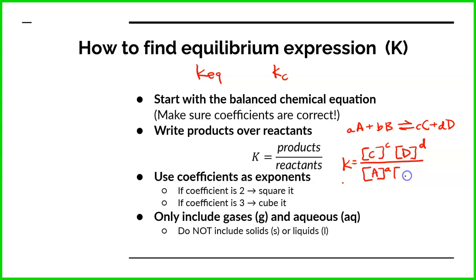I'm only going to include gases and aqueous compounds. So if anything is a solid or a liquid, we do not include it in this equilibrium expression. So it's a ratio of the products to the reactants, and they're raised to their coefficients.